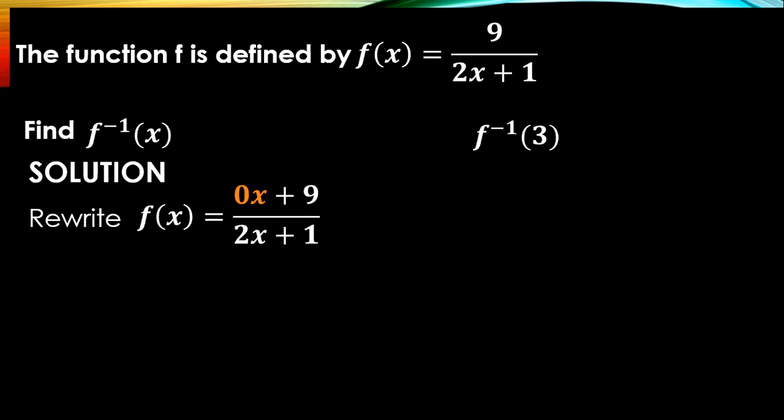Why do we do this? We need an x value in the numerator because we're working with a rational function. 0x means 0 times x, which is still 0.